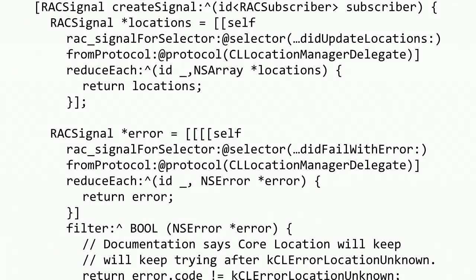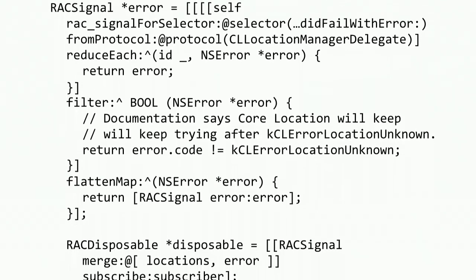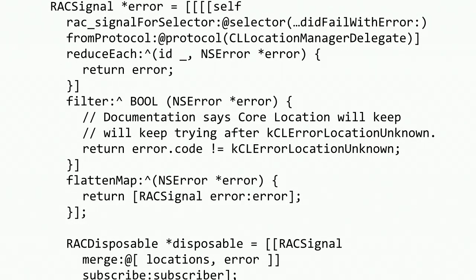So that's the first part. That gives us locations. But when you request locations, you can also get errors, and so we want to handle that. So we do another signal for selector, which looks just like the first one, except it's didFailWithError. So again, reduceEach, we pull out our error, but now we've got a little bit more work to do.